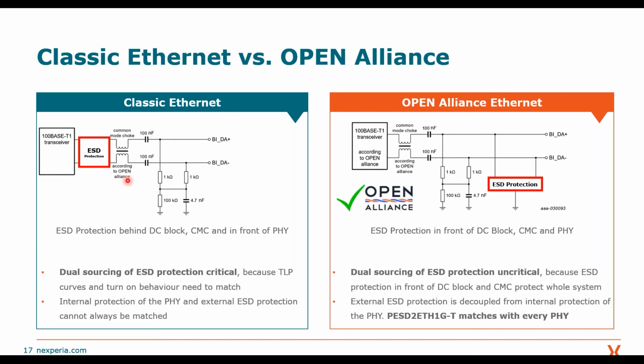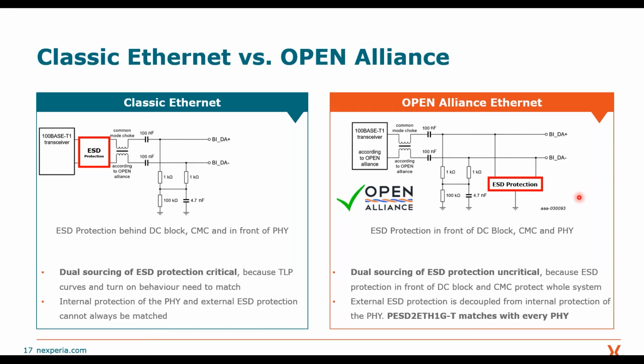Whereas in the open alliance, this ESD protection is moved right at the connector, in front of the common mode termination and in front of the PHY. And here the dual sourcing situation is uncritical, because we now decouple the internal protection behavior of the PHY from the discrete ESD protection. But with this new placement of the ESD protection, we also have new electrical requirements.